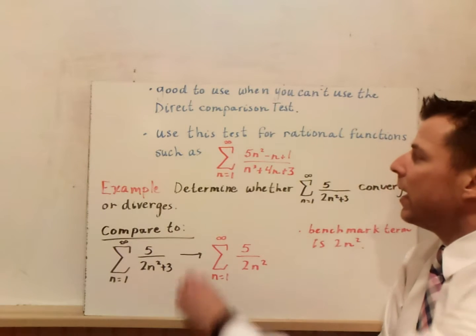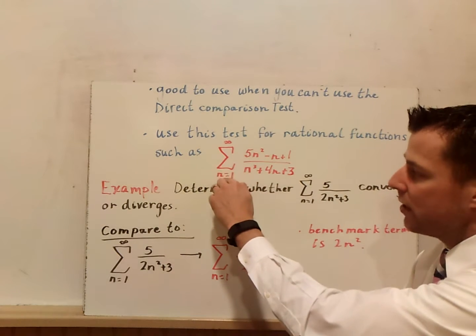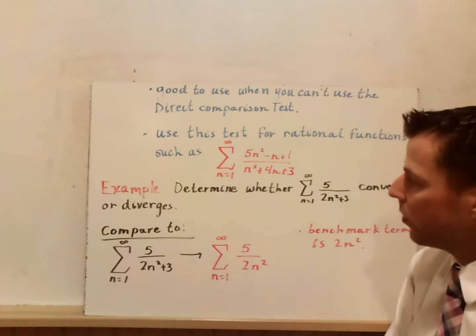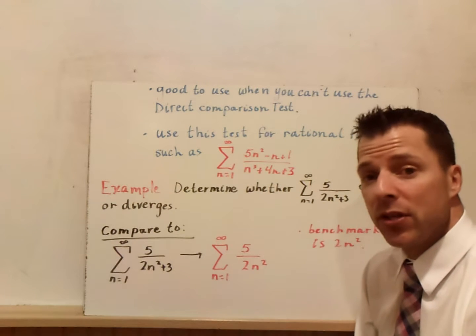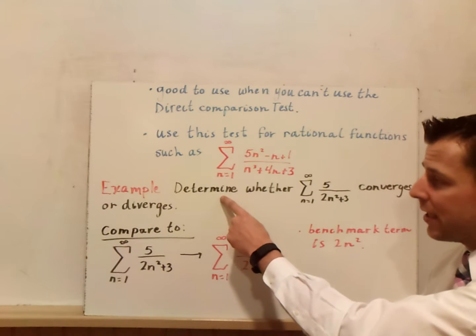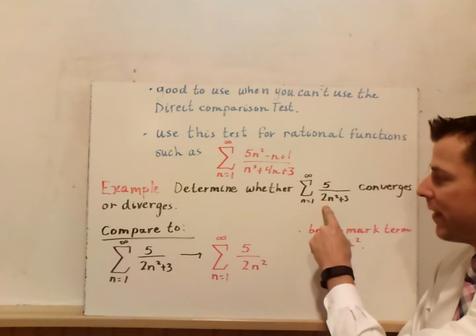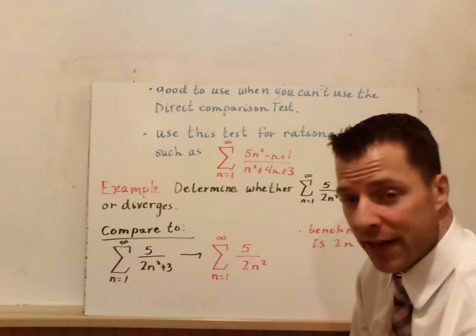Okay, so we want to use this test for rational functions. So if something like the series from 1 to infinity of 5n squared minus n plus 1 over n cubed plus 4n plus 3, that's an example of where we can use this rule. So here's how it works. Let's look at an example. Determine whether the series from 1 to infinity of 5 divided by 2n squared plus 3 converges or diverges.